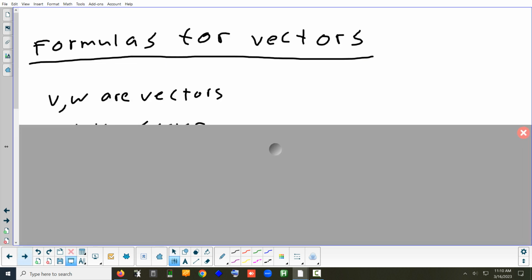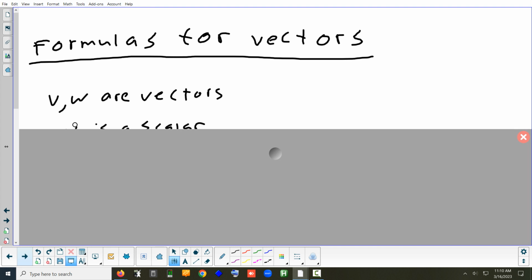Okay, so let's look at a few formulas for working with vectors. I'm going to show the formulas, I think, using the notation we learned on Monday. But we can use this new notation when we do some problems. We'll practice both.